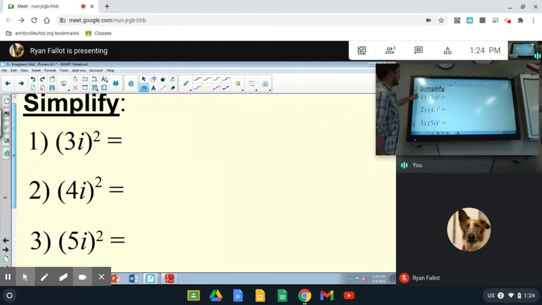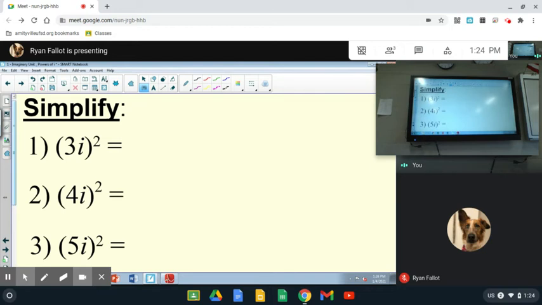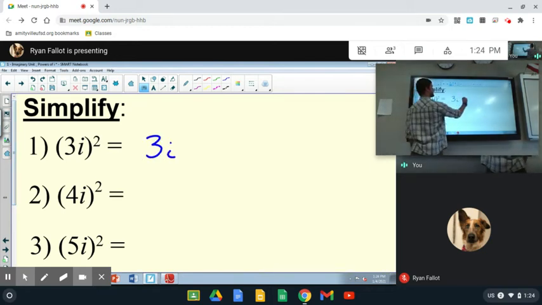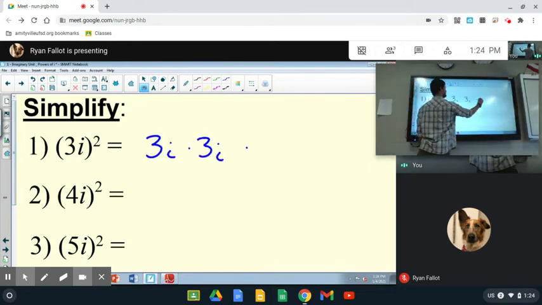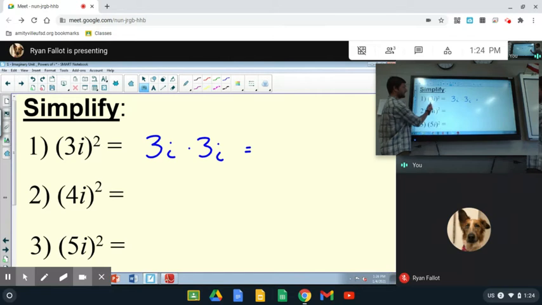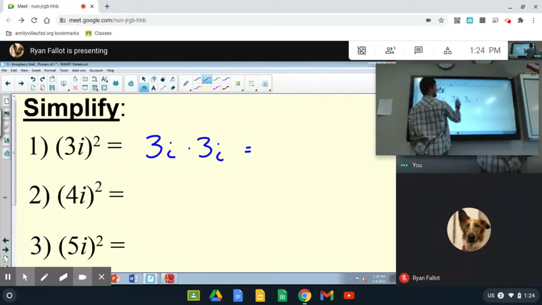All right. Simplify (3i) squared. Well, (3i) squared is like saying 3i times 3i. If this was the letter x, you would all get the right answer. But because this is the letter i, we're all going to freak out and say we have no idea what we're doing. So let's go nice and slow.